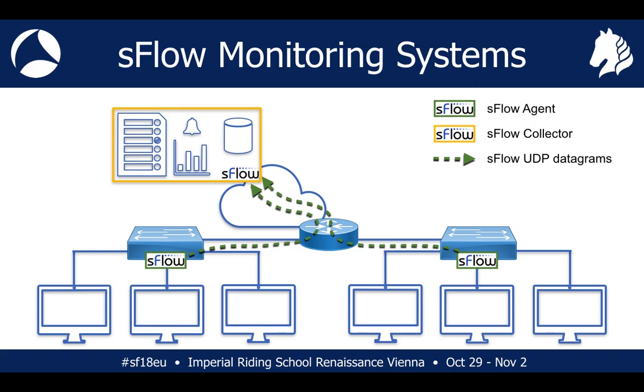Those arrows, this time, those lines are monodirectional because the sFlow traffic always goes from the agents to the collectors and never vice versa. So the sFlow traffic is always monodirectional.